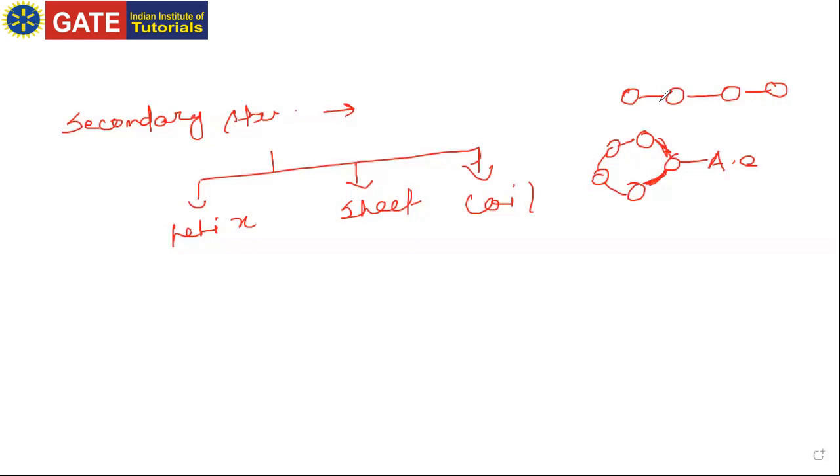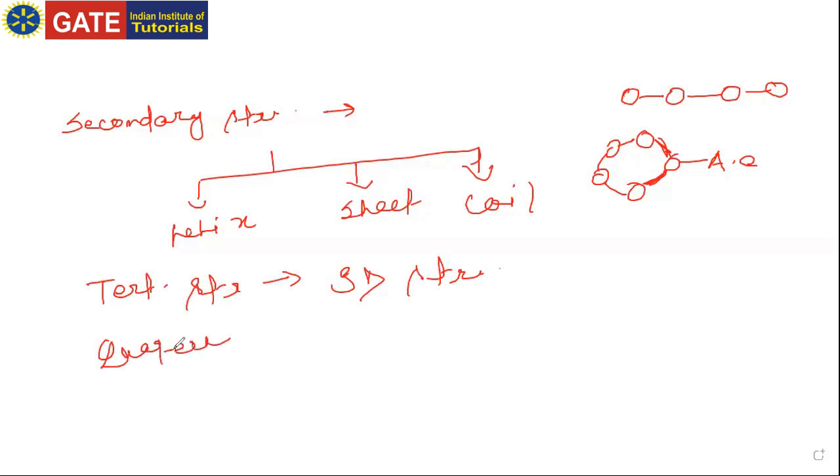Tertiary structure is also called 3D structure. Separately, we'll discuss it. Quaternary structure is the association of many monomers, like 2 alpha, 2 beta; alpha 2 beta 2, like that. It is the association of many primary structures.